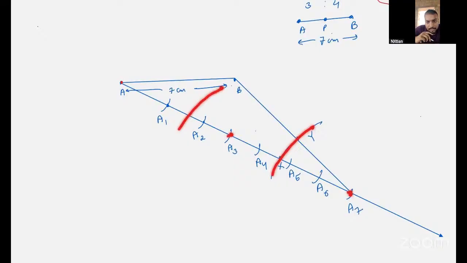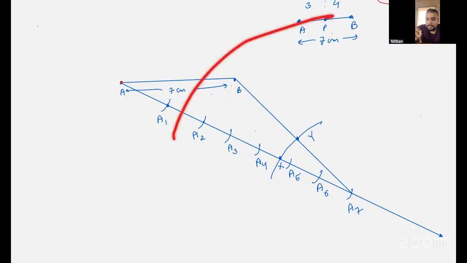You got my point, Vivian? But it mustn't cross the line AB, right? It won't cross the line AB. Small arc you have to make, not a big arc. Just a small arc. Like this you can make. Now from A3 you can make an arc. Everyone got my point? My arc is going off the line.